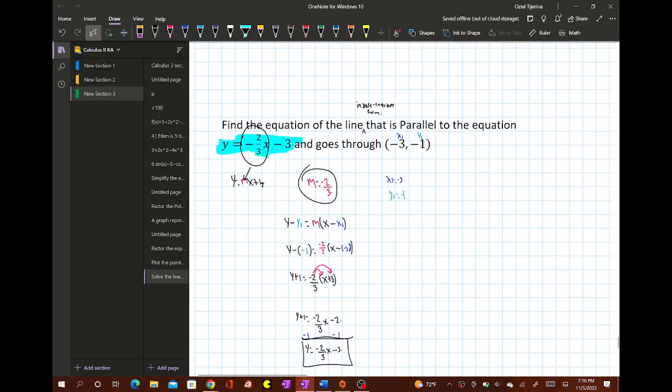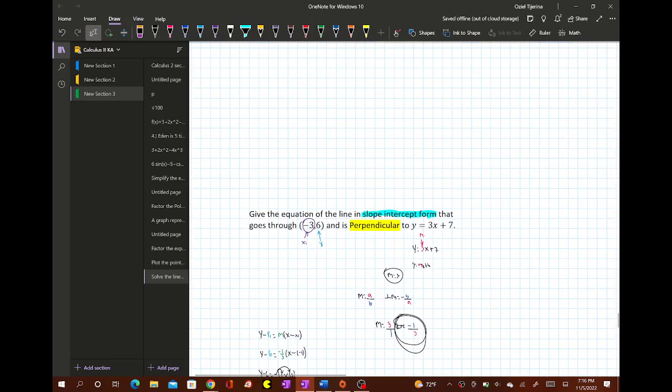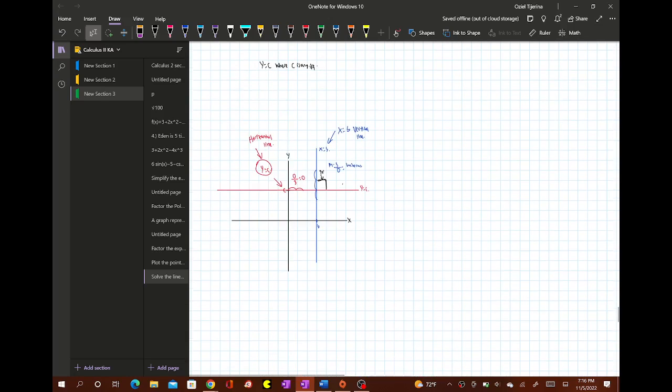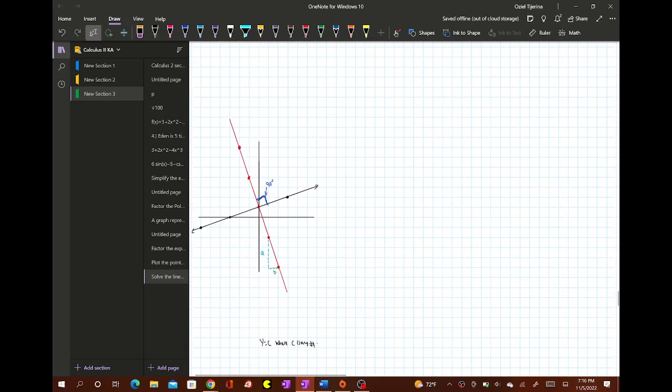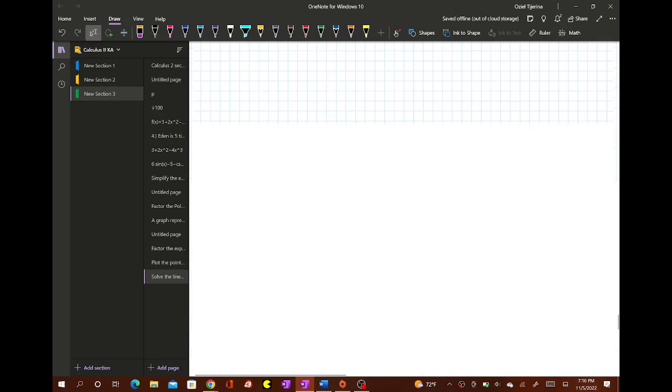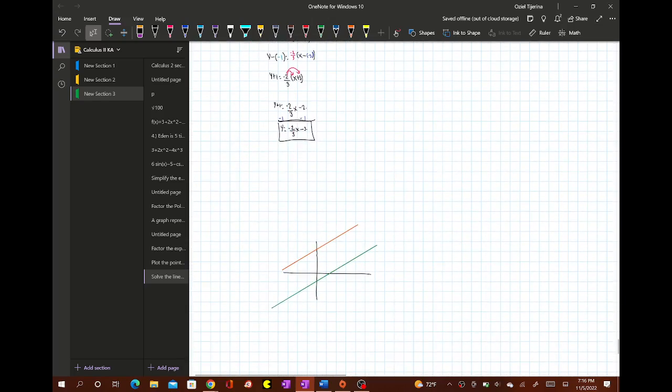So if anybody has any questions whatsoever over this topic, you can let me know in the comments down below. And like I said, I went over horizontal lines, vertical lines, and then perpendicular lines, which form a 90-degree angle, and then parallel lines, which have the same slope, but they don't have the same y-intercept.